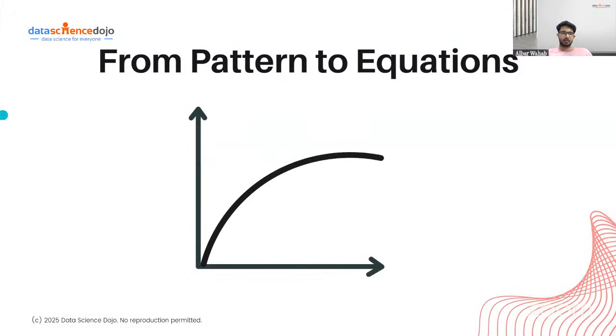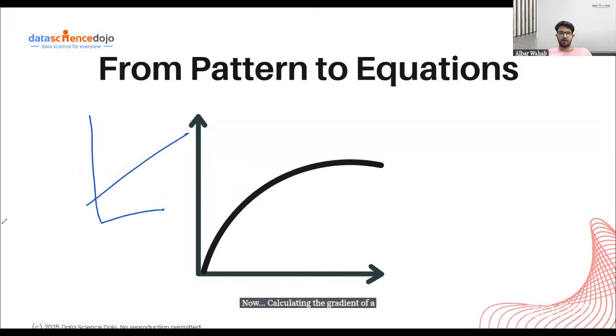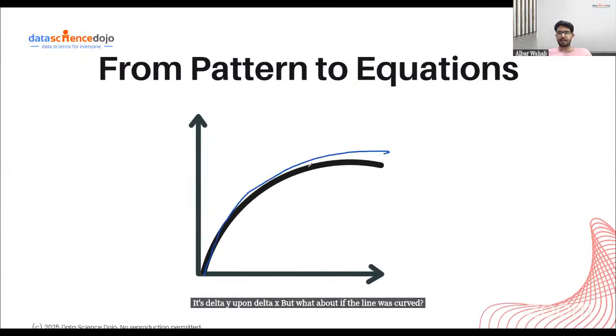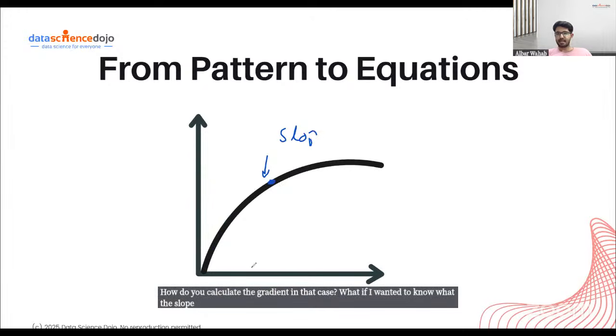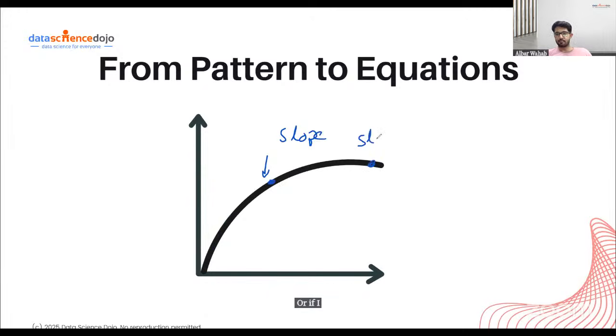Now, calculating the gradient of a linear line is very easy, right? It's delta y upon delta x. But what about if the line was curved? How do you calculate the gradient in that case? What if I wanted to know what the slope was at this point? Or if I wanted to know what the slope was at this point?